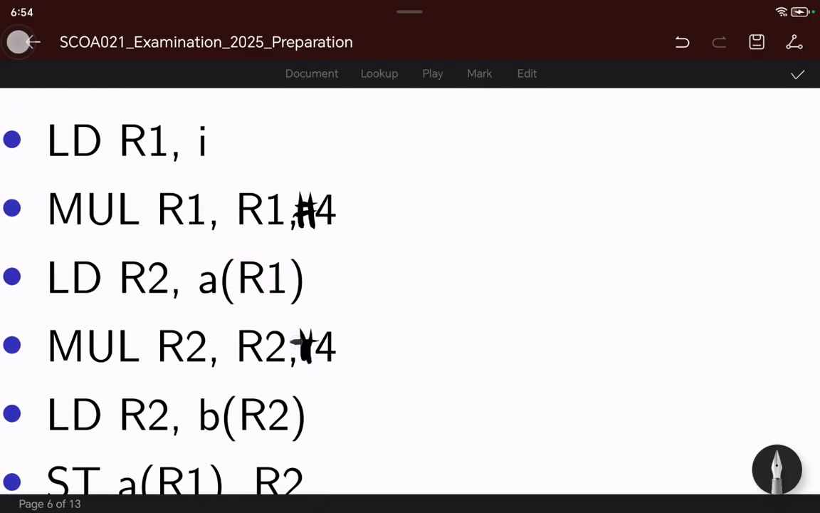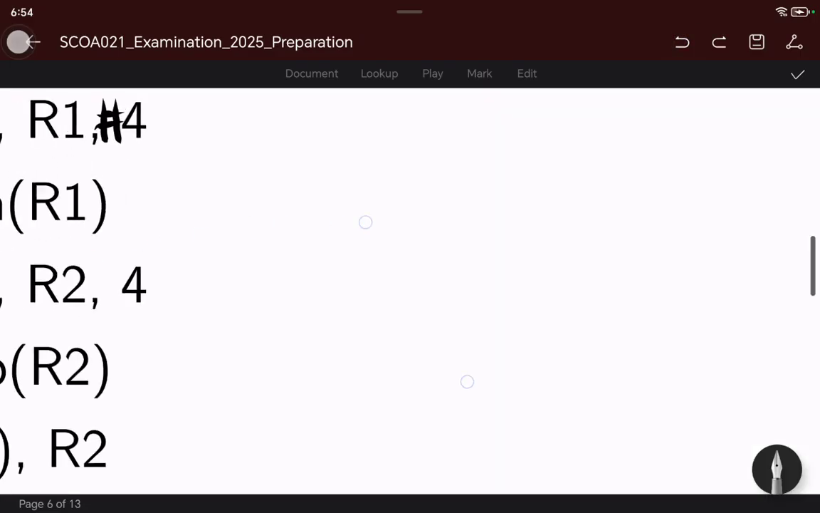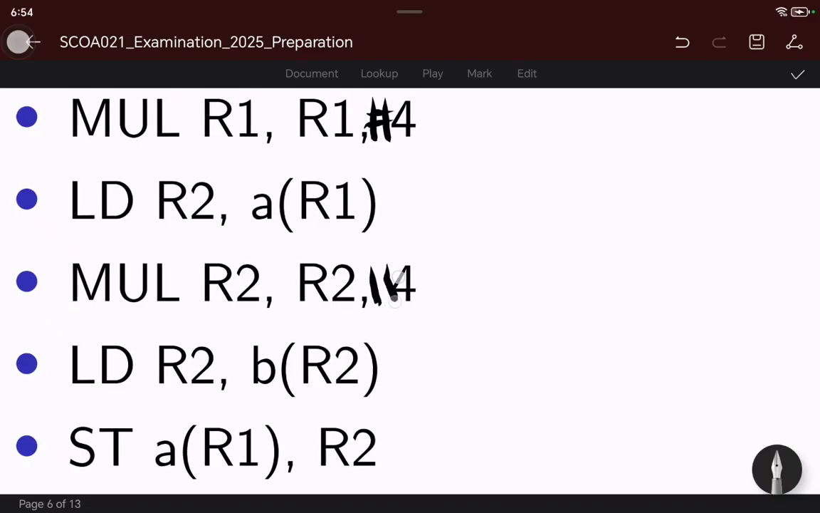Right, I said that you can put a hash here. Just that when I was busy writing the code, it's difficult to also put hash. A hash means something else in that compiler. So I just wrote 4.